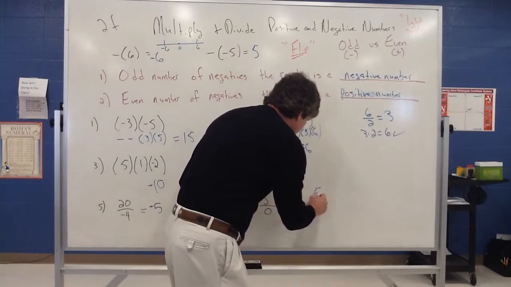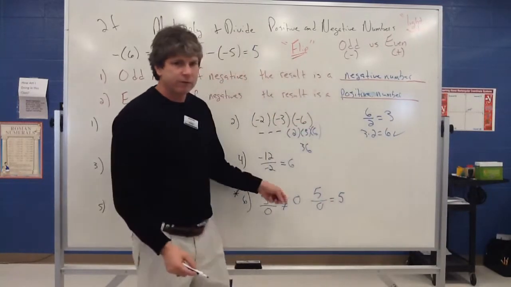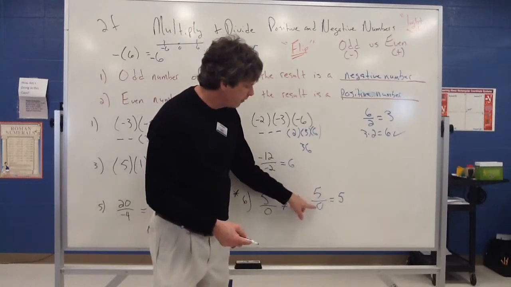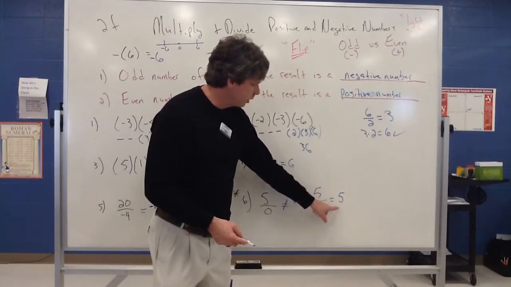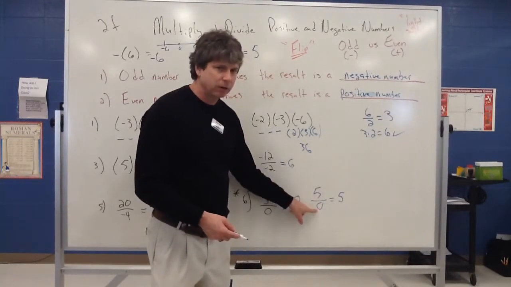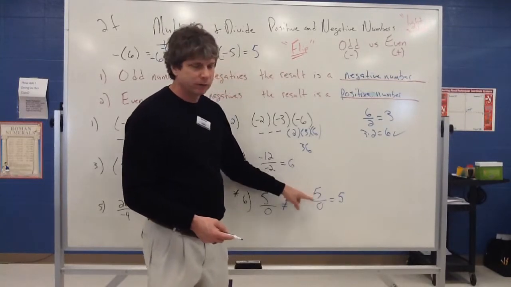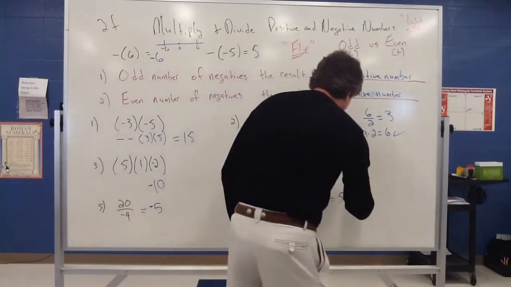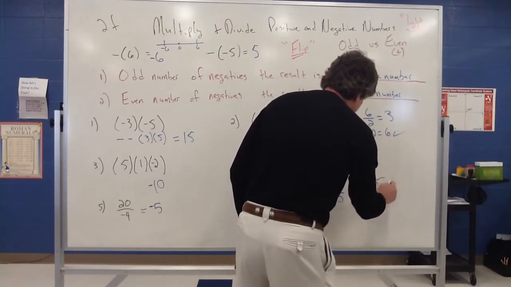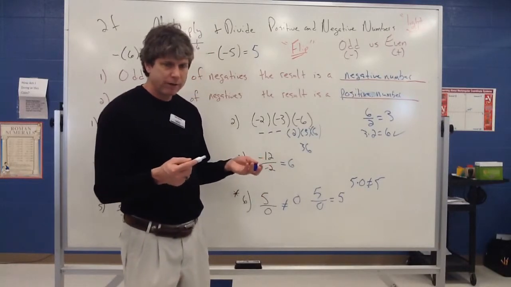So 5 divided by 0, well, the answer must be 5 then, a lot of people think. If it's not 0, then it has to be 5. But let's look at it. 5 divided by 0 is 5. Well, is 5 times 0 5? 5 times 0 is 0. 0 does not equal 5, so it does not check out. So 5 times 0 does not equal 5. Therefore, that answer cannot be 5.